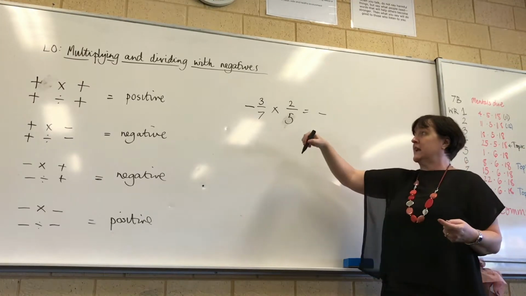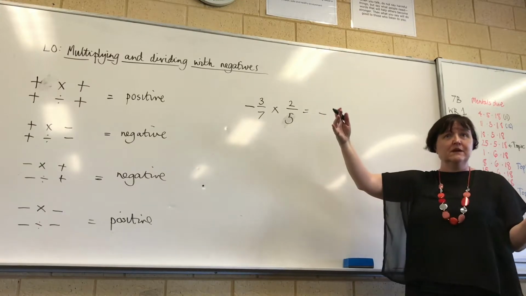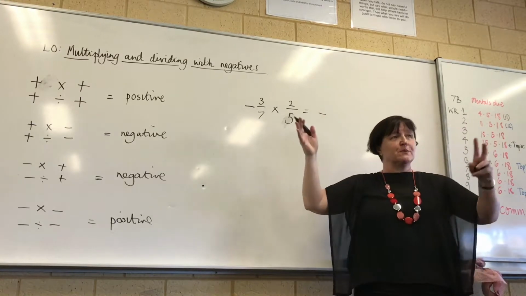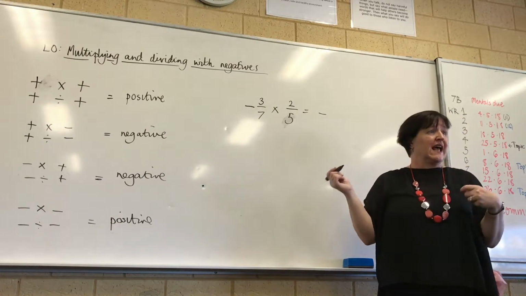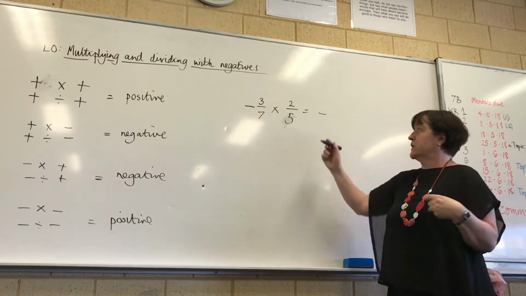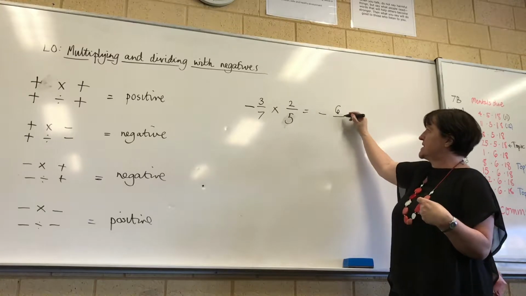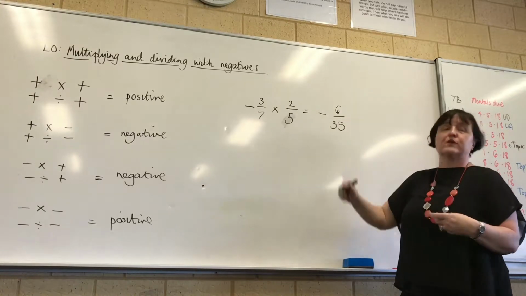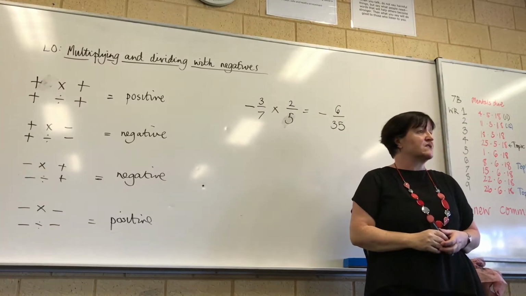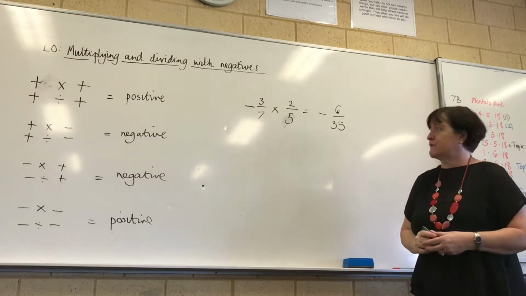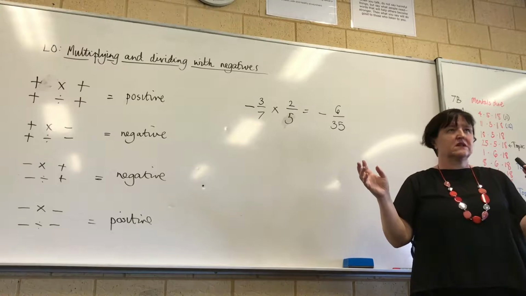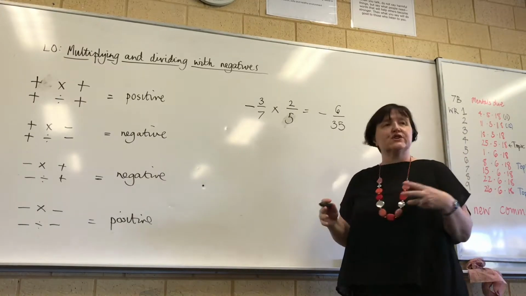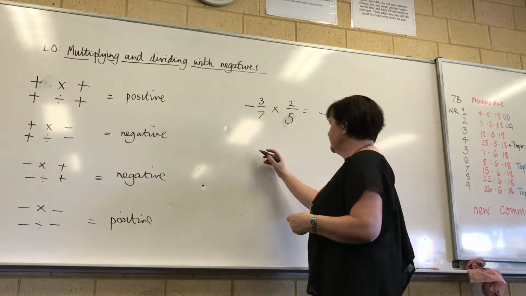Then we are multiplying, remember? So we don't need to find a new denominator or anything like that. What we can do is we can cross cancel. Can we in this case? No. So we do 3 times 2, which is 6, and 7 times 5, which is 35. So the answer is -6/35. So is everyone kind of fairly happy with that? Yeah. Okay, we'll just do one with a mixed numeral then.